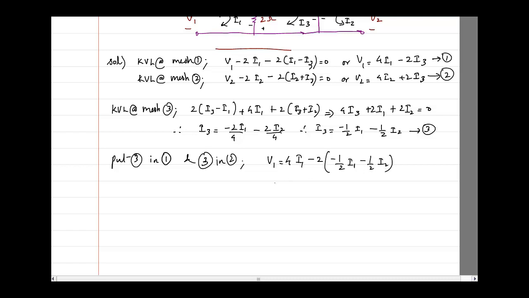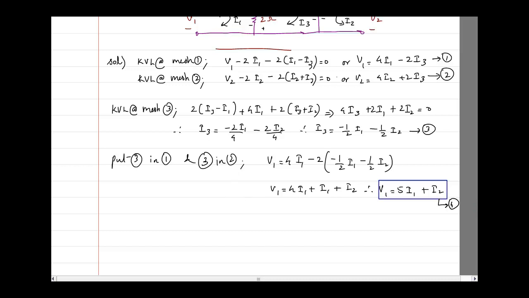Okay, from where I will get V1 is equal to 4I1 plus I1 plus I2. Therefore V1 is equal to 5I1 plus I2. This is going to be my one equation for finding out the z parameter, and let me write this equation as equation number 4.